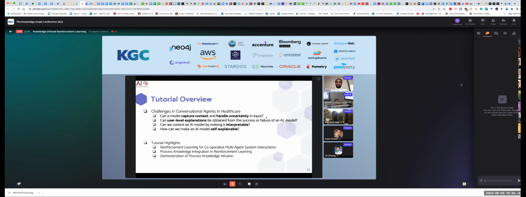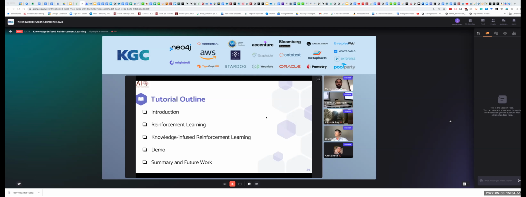So this summarizes our challenges that we identified in conversational agents. The remaining part of the tutorial will highlight 3 major points: reinforcement learning, how it can be used in cooperative multi-agent systems, and how process knowledge integration happens in reinforcement learning for conversational systems. We'll also show you a demo of how this infusion makes a conversational agent much safer than one without the process knowledge. Now, for the next part of the tutorial, I hand over to Chi, who will be going over the reinforcement learning.